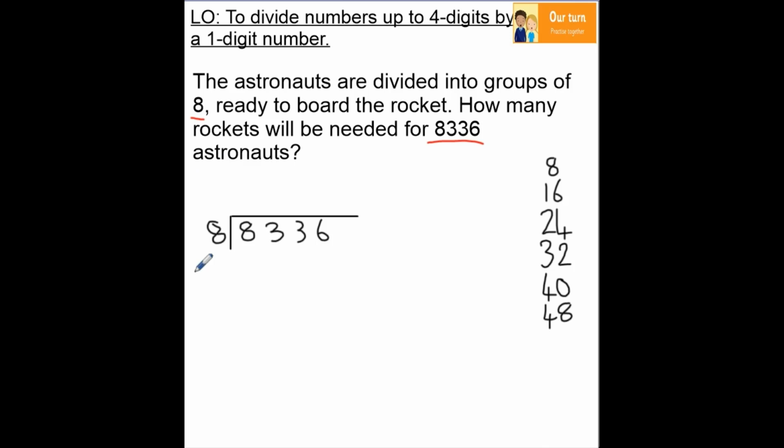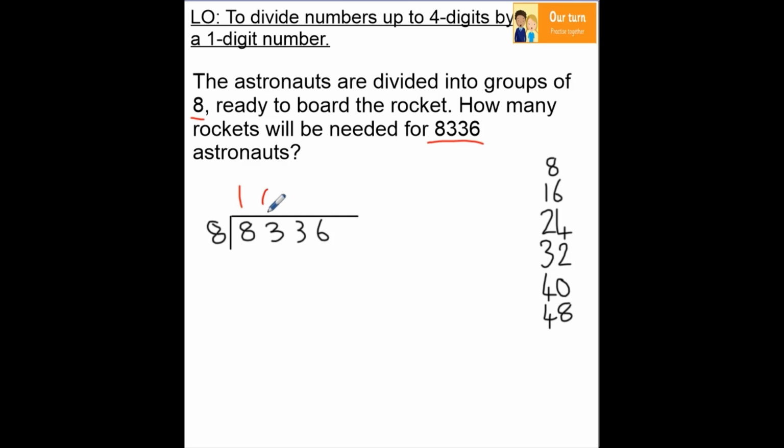in your notebooks, and I've also laid it out in the bus stop method. Again, pause the video and have a go. How'd you get on with this one? How many 8s go into 8? 1. How many 8s go into 3?